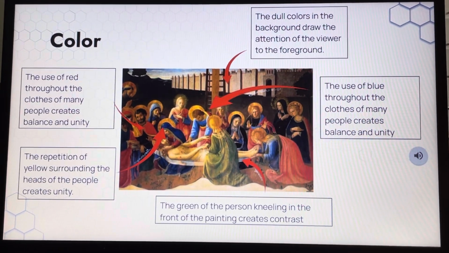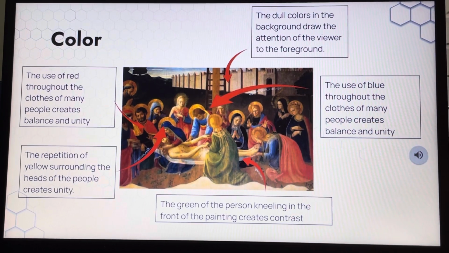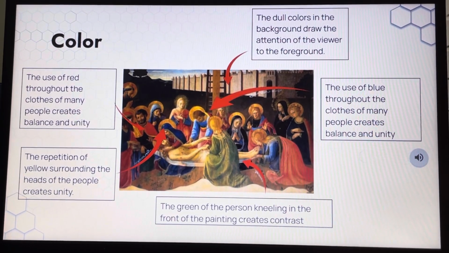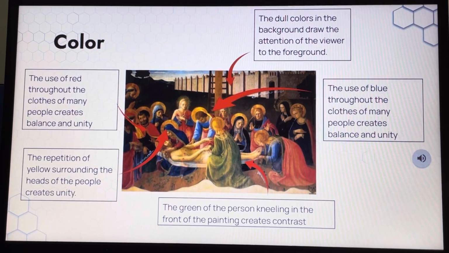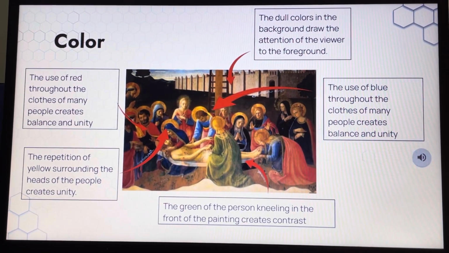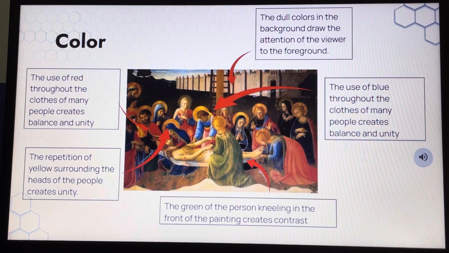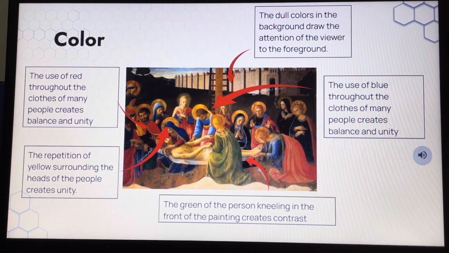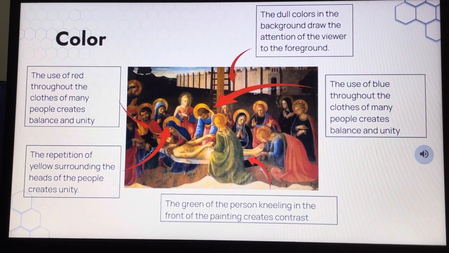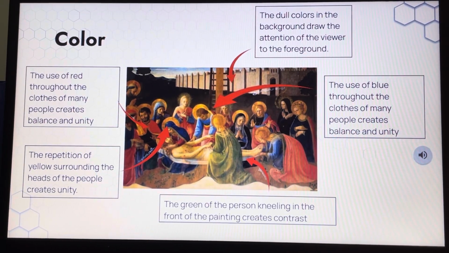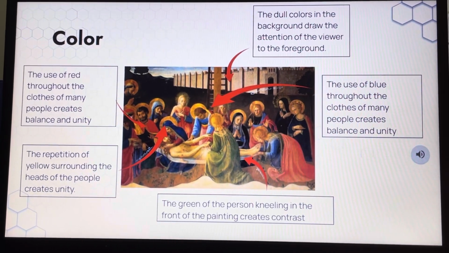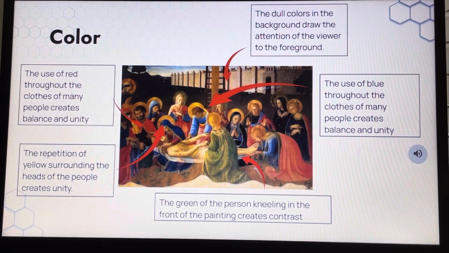The dull colors used in the background of the painting create contrast with the brighter colors used in the foreground. This creates a focus point by making the background less significant. The repetition of the color blue across the clothing of multiple people creates a sense of unity and balance as the color can be seen multiple times, showing harmony. The green clothing, which is worn by the figure in front of Jesus, creates contrast as this is the only figure wearing green. This creates a secondary focus point and alludes to the significance of the person.